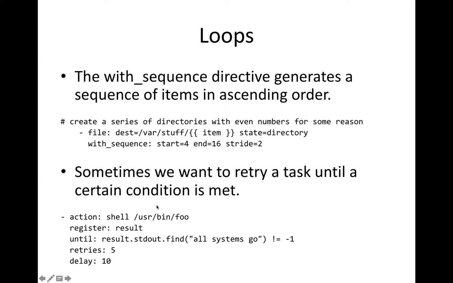Sometimes when we're running a task, we want to essentially retry a task until a certain condition is met. So we might want Ansible to keep retrying a task over and over again until a condition is met on the system. So here's an example where we want it to run this shell script command. It's going to retry this command 5 times, with a delay of 10 seconds between each retry, and it should keep retrying up to 5 times until this particular condition is met on the system. So that's another way for us to loop over a set of tasks. In this case, it's retrying a particular task multiple times.